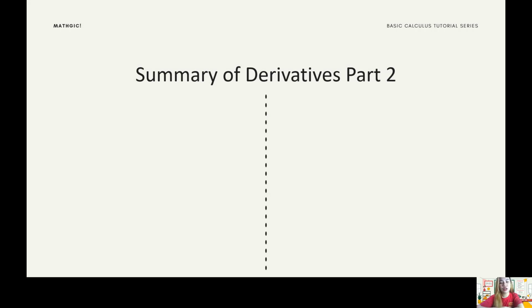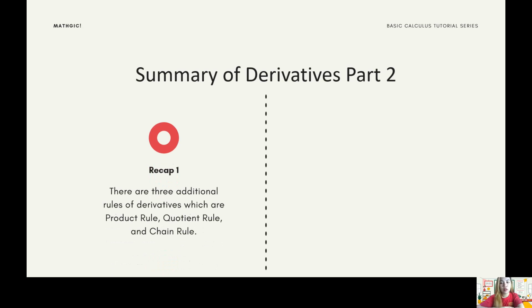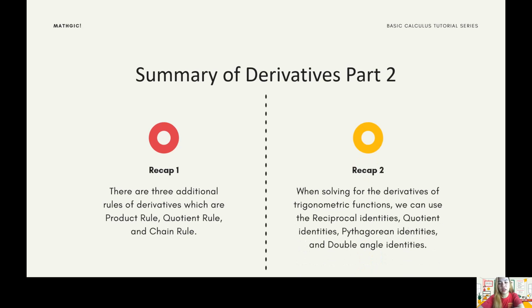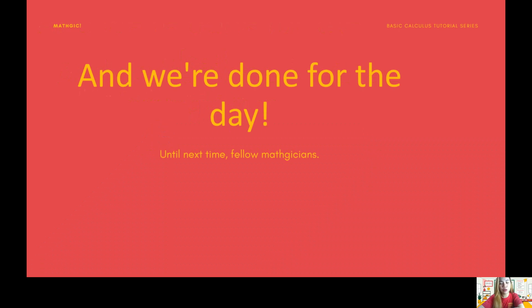To summarize the discussion of Miss Aubrey for the derivatives part 2, we have our first recap. As you can recall earlier, I have discussed 5 basic rules. So aside from those, we have 3 additional rules of derivatives, which are product rule, quotient rule, and chain rule. And when we are solving for the derivatives of trigonometric functions, we can use the reciprocal identities, quotient identities, Pythagorean identities, and double angle identities that were shown earlier by Miss Aubrey. And that's it. We're done for today's webinar.